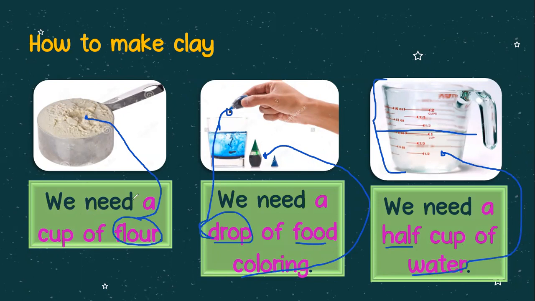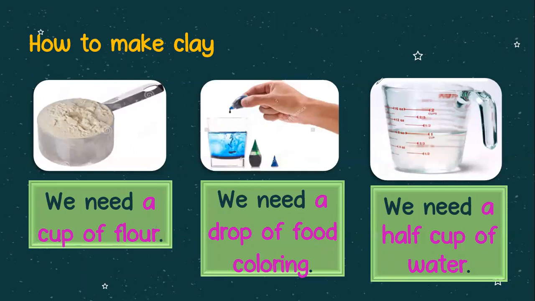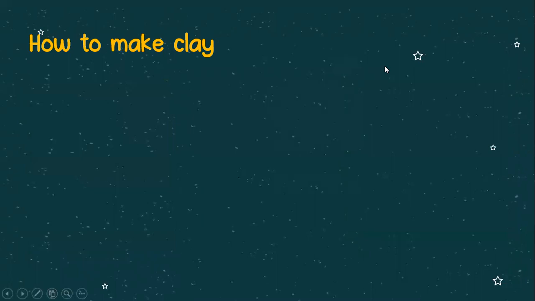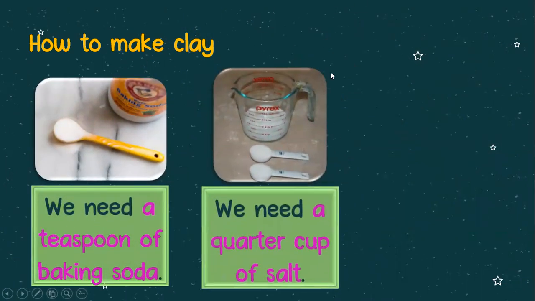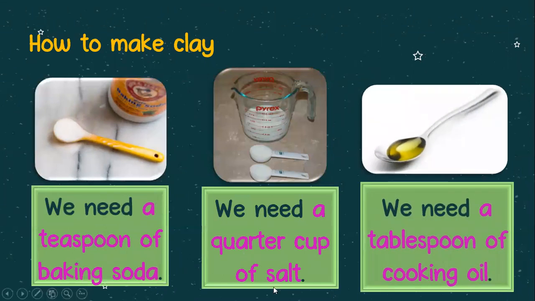So now those expressions are in a sentence. We need a cup of flour. We need a drop of food coloring. We need a half cup of water. So what else do we have? We will see. Wait a second. In this case, here we have the teaspoon of baking soda, a quarter cup of salt, and a tablespoon of cooking oil. One more time, here are the expressions.